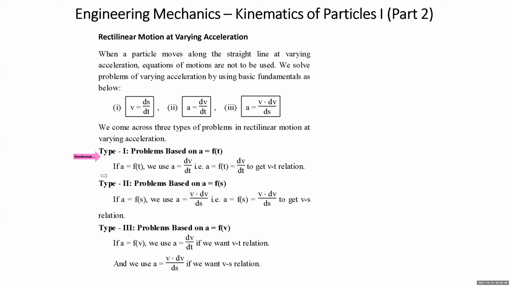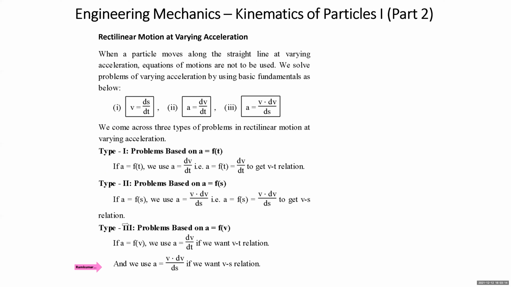Now, to solve the first type of problem, when acceleration is a function of time, we write a is equal to dv by dt. Acceleration as a function of time is equated to dv by dt, and you will get the v-t relation. In the second type of problem, when acceleration is a function of displacement, we write v dv by ds, and then the v-s relationship is arrived at. In the third type, where acceleration is a function of velocity, we write a equal to dv by dt if we want the v-t relation, and we write acceleration equal to v dv by ds if we want the v-s relation.